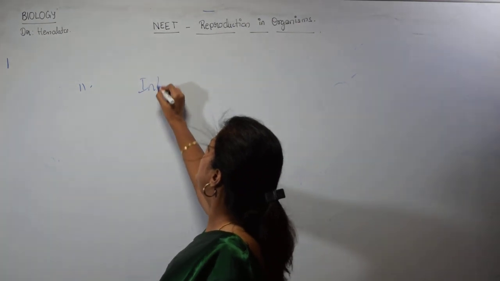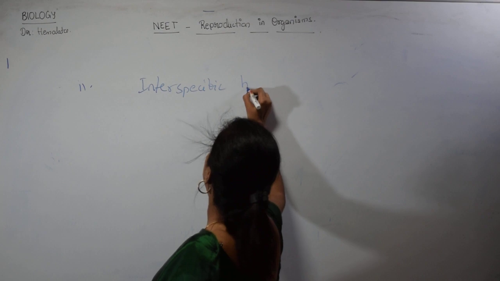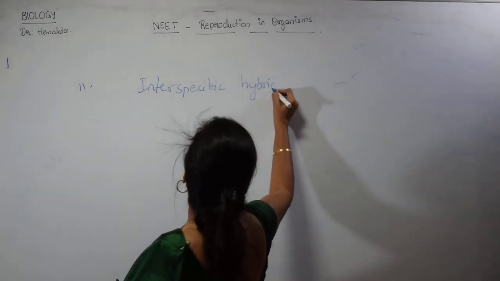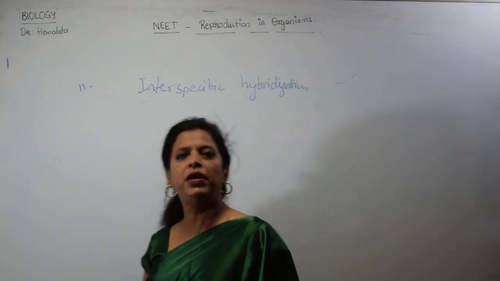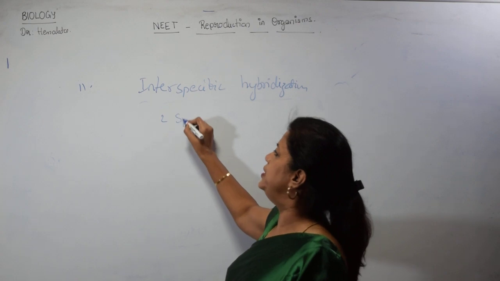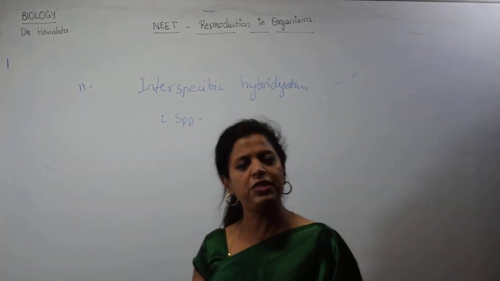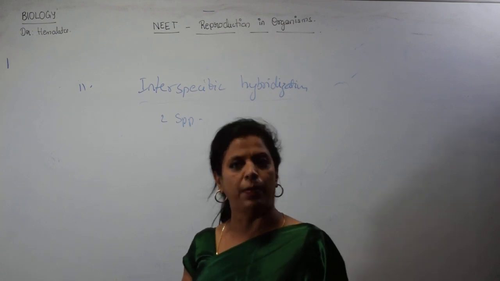They are saying interspecific hybridization. See, whenever new words come, I want to explain them. Hybridization means crossing happening between two species. Two different species they are crossing. Then what happens? One or two examples are given.